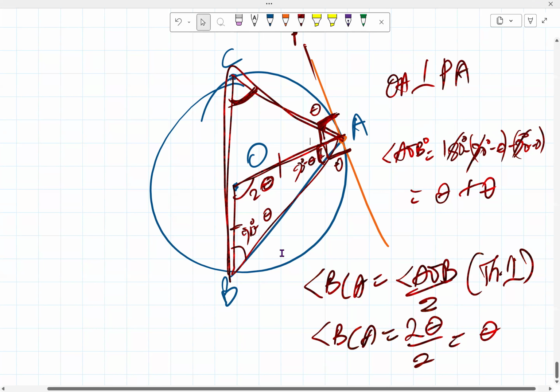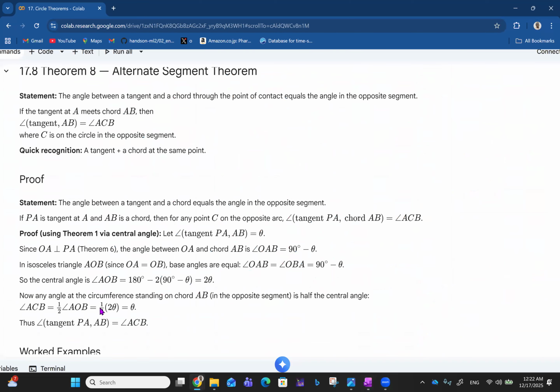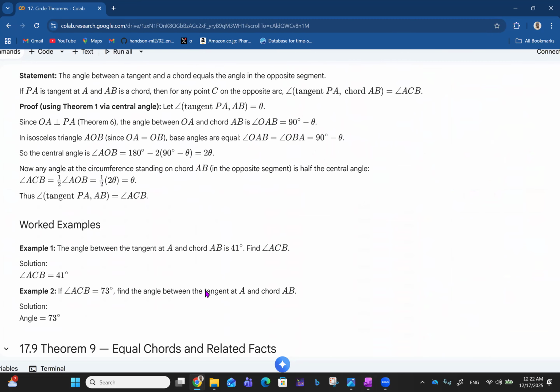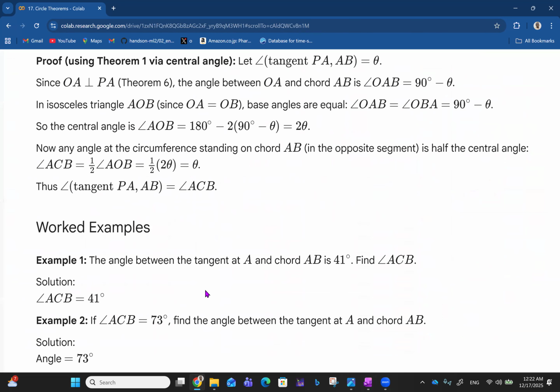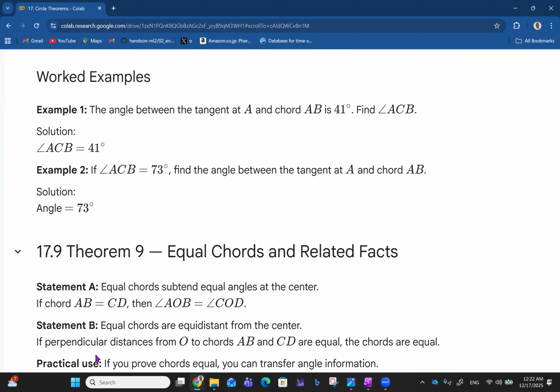So that's the alternate segment theorem. That's everything I've been through here. These are the steps. You want to look at it yourself and follow step by step with the circle drawn, and then follow all the lines. The angle between the tangent at A and chord AB is 41 degrees. Find ACB. Of course, ACB is 41 degrees straight up. If ACB is 73 degrees, find the angle between the tangent at A and chord AB. 73 degrees also. So that's the alternate segment theorem.